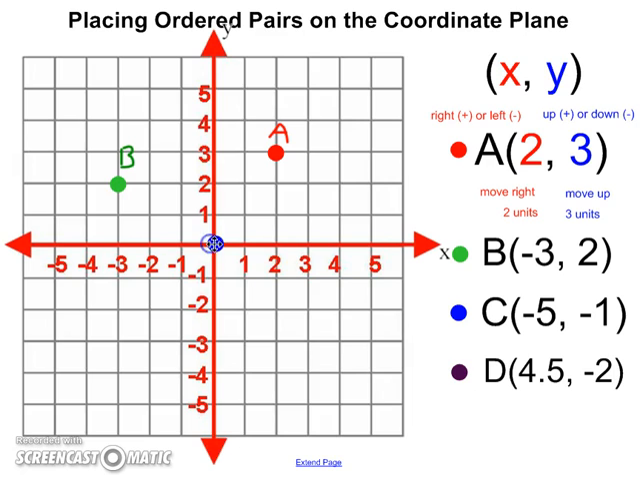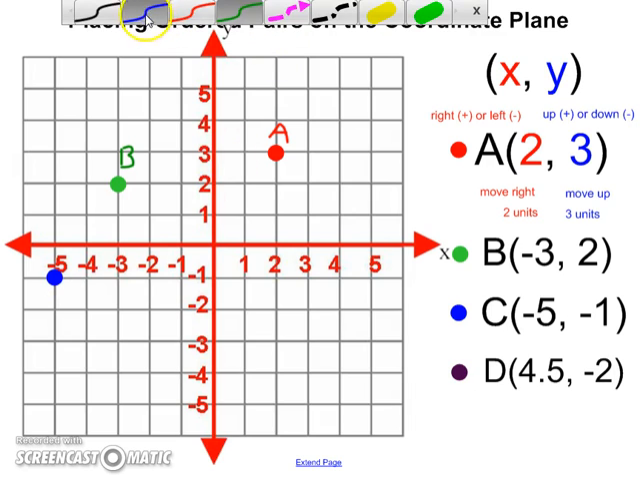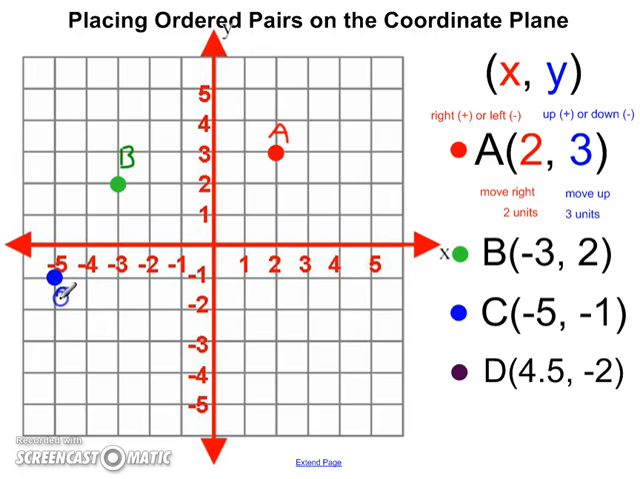C, negative 5 for my x-coordinate tells me to move to the left 5 places. And a negative 1 for my y tells me to move down 1 unit. And so this will be my point C, which happens to be in quadrant number 3.